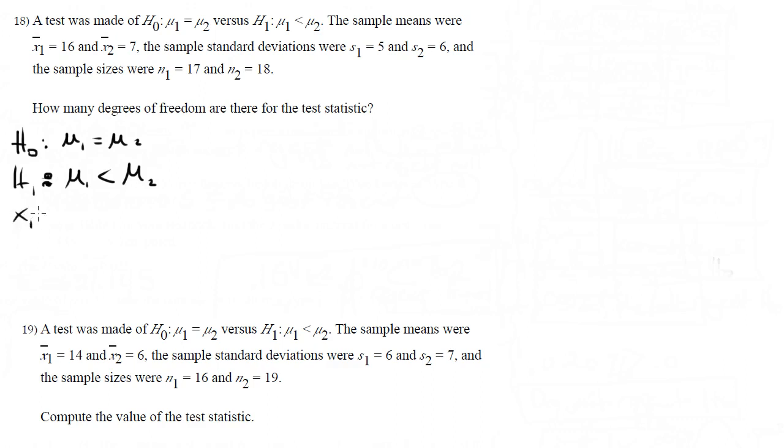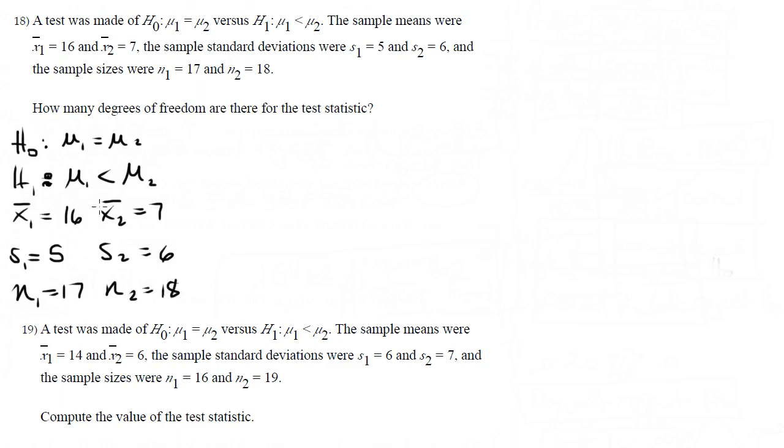We're given the sample means, x1 bar equals 16, x2 bar equals 7, and the sample standard deviations, S1 is 5, S2 is 6, sample sizes, N1 is 17, N2 is 18. We've got two samples here. Now, population standard deviations are not known. We know the sample standard deviation, so this is a t-test with degrees of freedom.